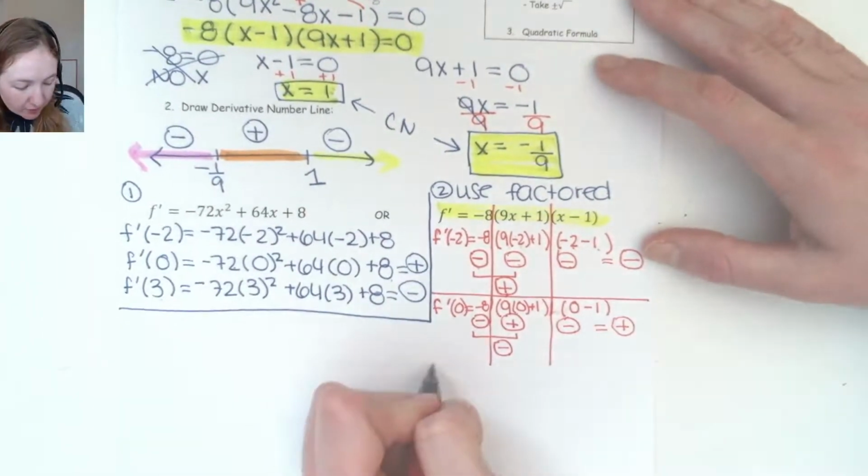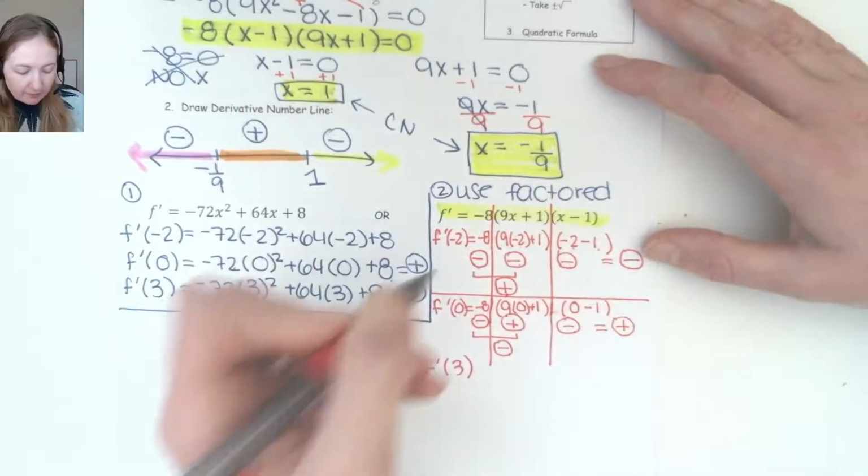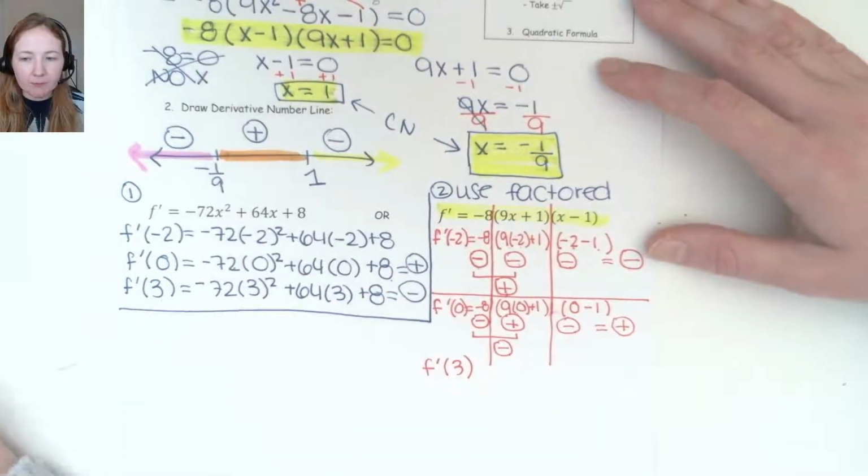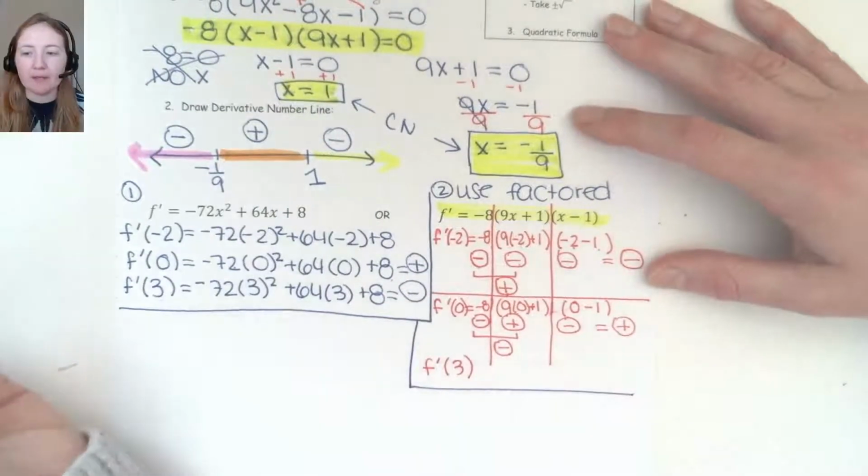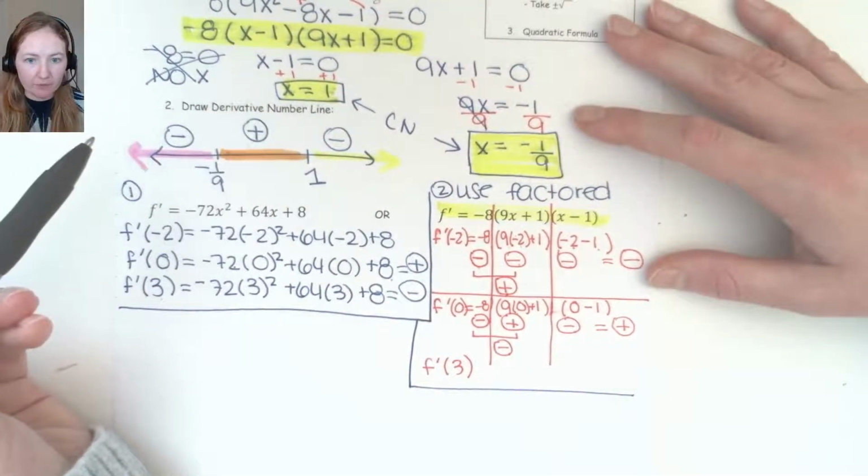So you see that you do in fact get a positive. All right, and then you would do the same thing for f prime of 3. It would be very similar to the first case. So that is method 2 of how you can complete this number line.